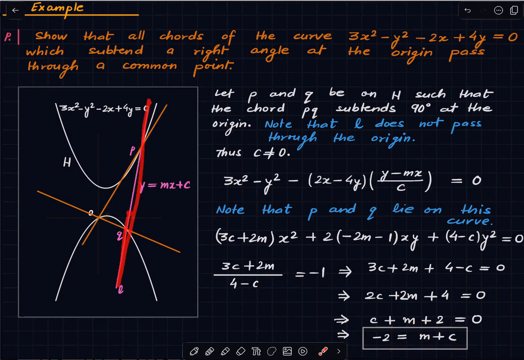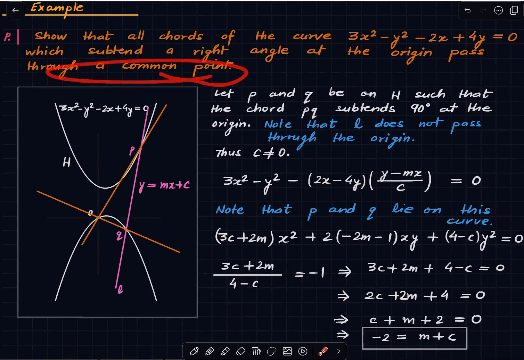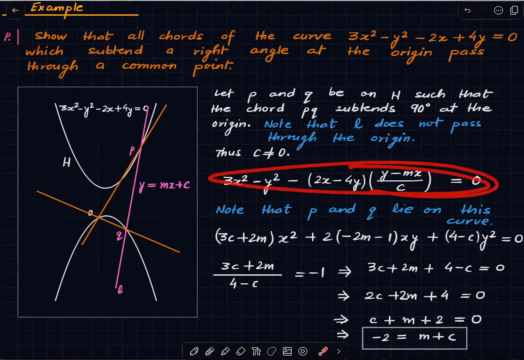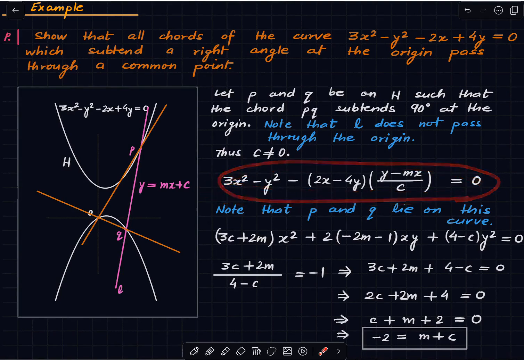So all the lines of this form, such that the corresponding chord subtends an angle of 90 degrees at the origin, will pass through the point 1 comma -2, and we have proven what we wanted to prove. In fact, we have found that point, not just that they pass through a common point. It's 1 comma -2. Okay, a pretty interesting proof, and this was the crucial step, this idea that this way you create the pair of straight lines passing through the points P and Q.